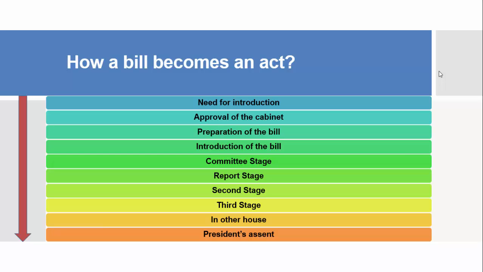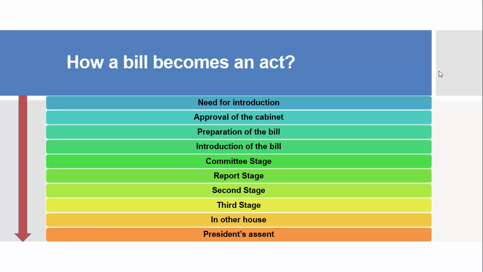Number 1, need for introduction. Number 2, approval of the cabinet. Number 3, preparation of the bill. Number 4, introduction of the bill. Number 5, committee stage. Number 6, report stage. Number 7, second stage. Number 8, third stage. And number 9, in other house. And the last and very important function, that is the President's assent. Now, each and every stage we will discuss one by one.